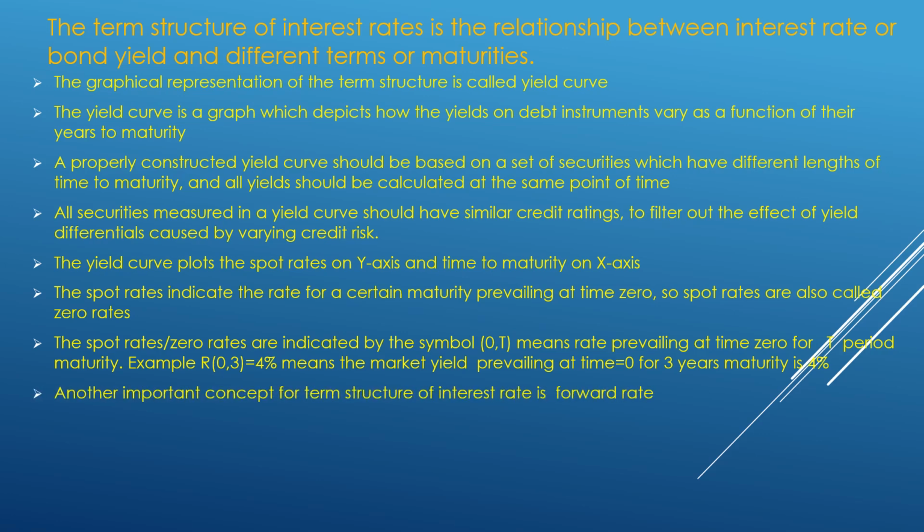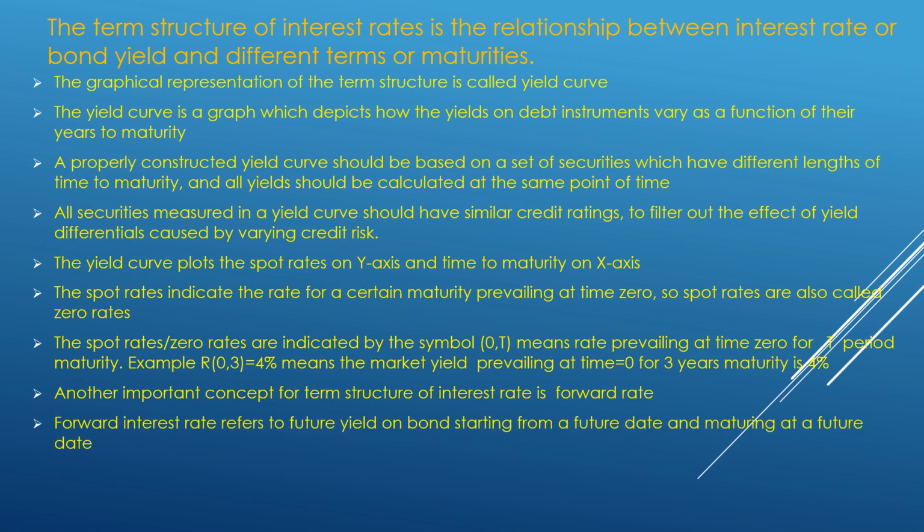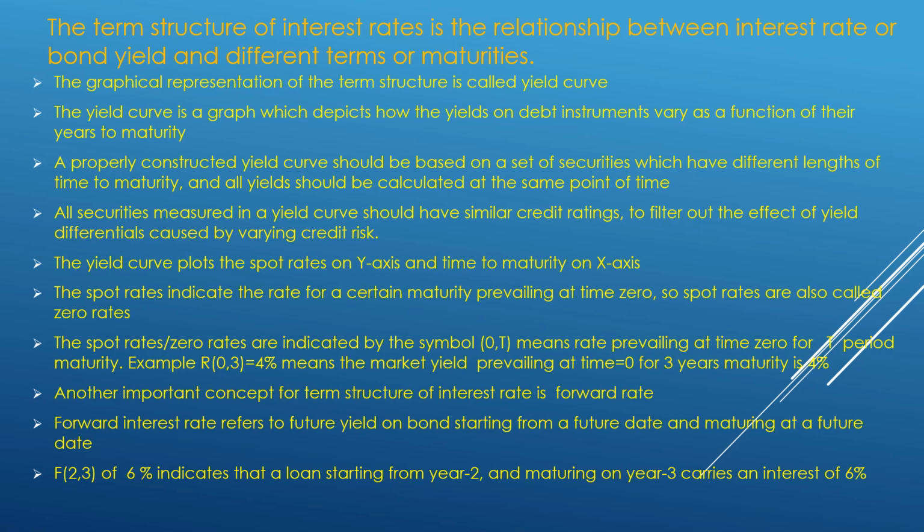Another important concept for term structure of interest rate is the forward rate. Forward interest rate refers to future yields on the bond starting from a future date and maturing at a future date. F2,3 of 6% indicates that a loan starting from year 2 and maturing in year 3 carries an interest rate of 6%.